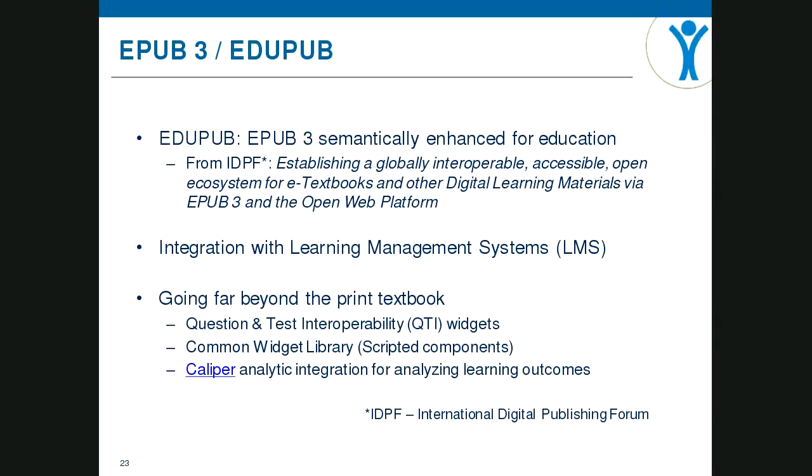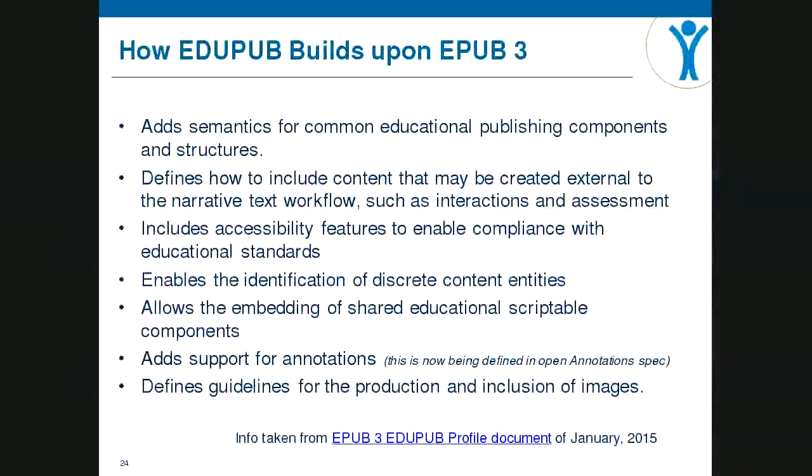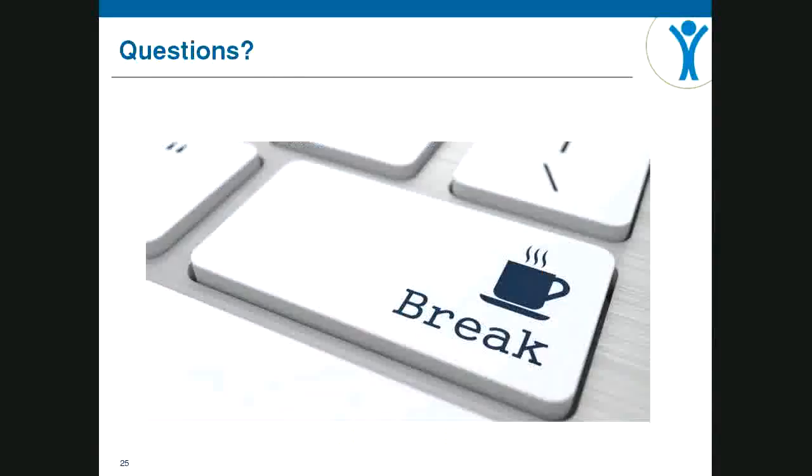So I'm going to go to slide 24. So it's building on EPUB 3. It still is EPUB 3, but it adds more semantics to it. Analytics, Caliper, and slide 25. I've got another slide here for questions.